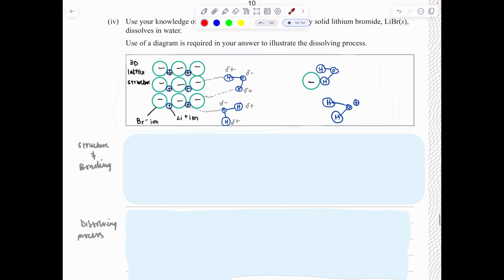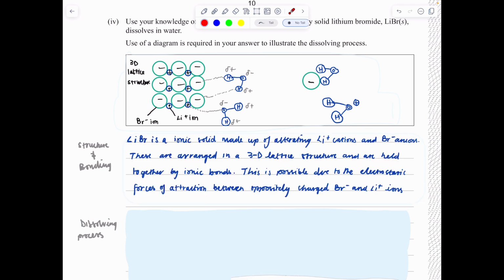So we have to explain this diagram, and we always have to talk about the structure and the bonding between whatever the structure is made up of. So let's do that. Lithium bromide is an ionic solid made up of alternating Li+ cations and Br- anions. So I'm being specific to the context. These are arranged in a 3D lattice structure and are held together by ionic bonds. Okay, so I've talked about the structure and I've talked about the bonding. This is possible due to electrostatic forces of attraction between oppositely charged Br- and Li+ ions. So I've talked about how that bonding is able to occur as well.